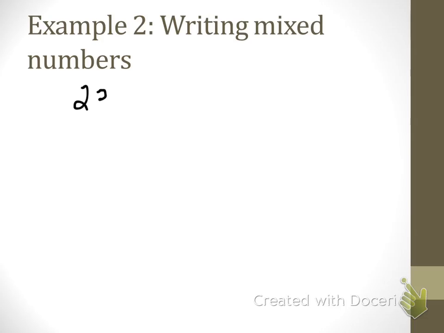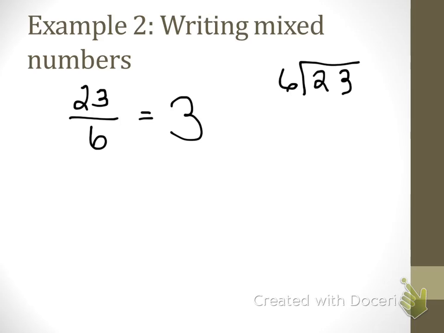So if we had 23 over 6, the question you need to ask yourself, now remember, this is the same thing as saying 23 divided by 6. How many times, and if you need to write it like long division way, that's fine too. Or if you can do it in your head, that's fine too. Okay? How many times does 6 go into 23 without going over? 3. Okay? So that's going to be your whole number for your mixed number. But remember, it cannot go over. So 6 goes into 23 3 times, and then you ask yourself how many are left over.